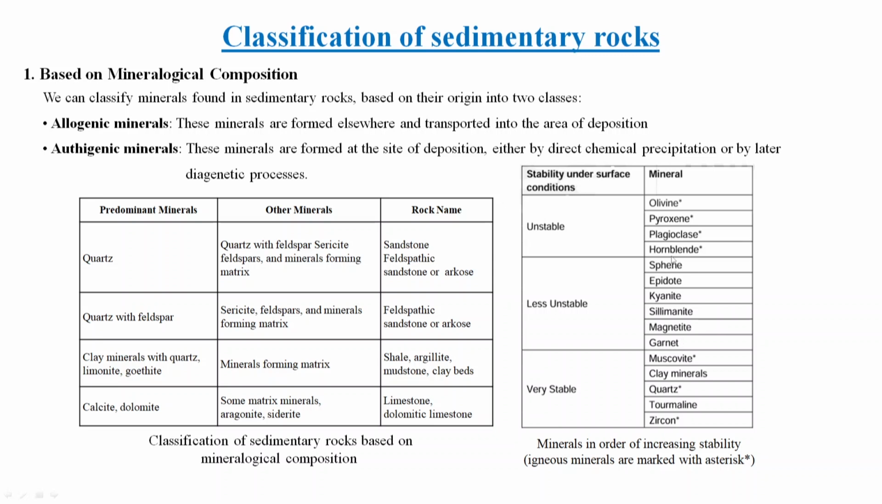And in between them you have sphene, epidote, kyanite, sillimanite, magnetite, garnet. So kyanite, sillimanite, these are mainly metamorphic minerals, means formed during the metamorphism of a rock. We will be discussing metamorphism after we end our discussion on sedimentary rocks. So you have the first class of this classification, that is based on mineralogical composition.